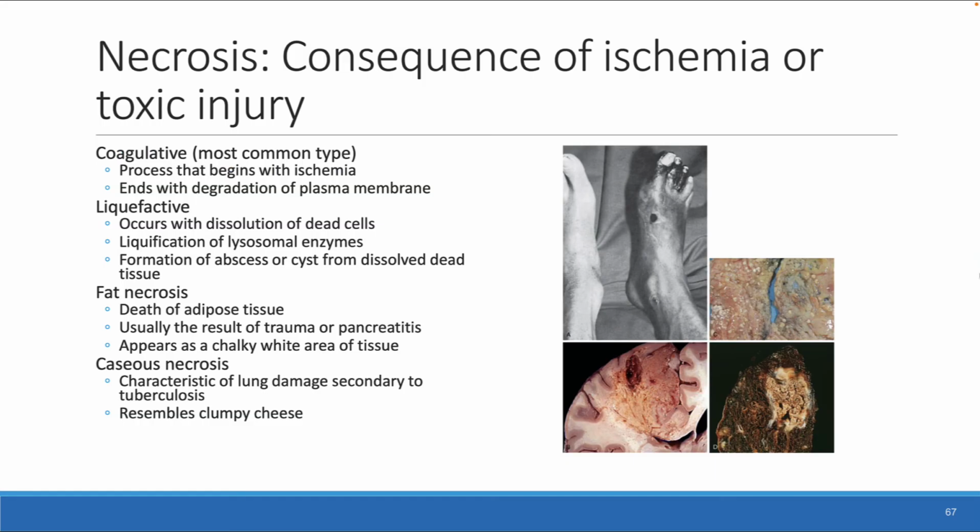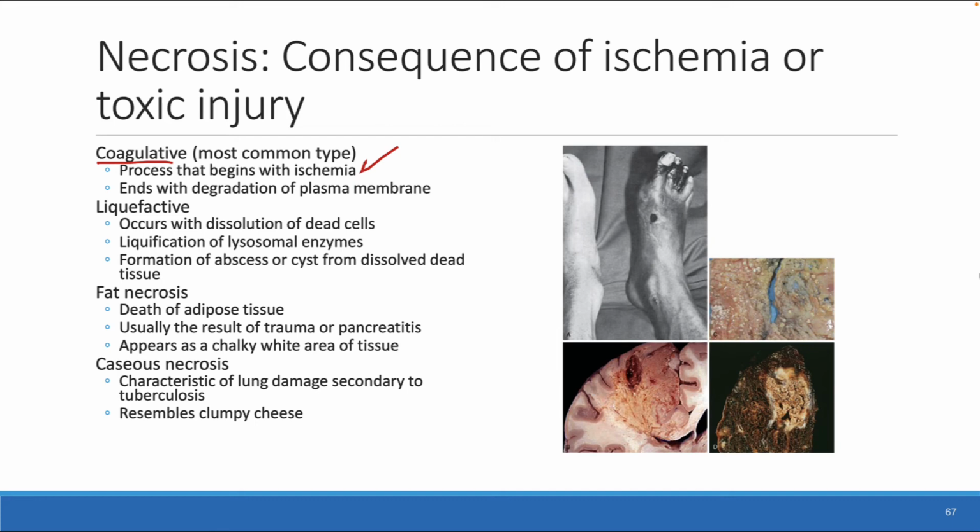Necrosis, which we started talking about, happens and can produce any number of these consequences. It can produce coagulative processes. That is what starts from ischemia, and then it ends with degradation of the plasma membrane. The plasma membrane breaks open, all the contents leak out, there's an inflammatory response, and so on.